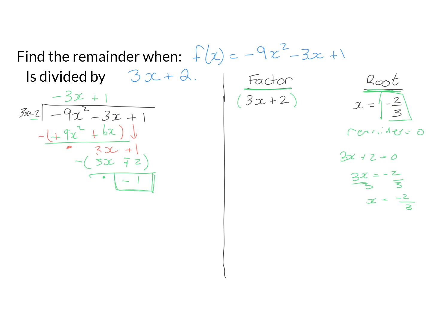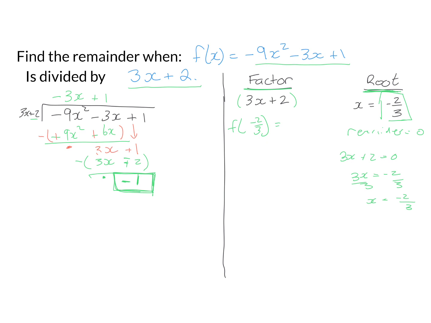Here you can see my remainder is not 0, which means that 3x plus 2 is not a factor of this trinomial, right? It's just an expression being divided by another expression. But the question asks me for the remainder. So there the remainder is negative 1. That's through long division. Another way to do it is to substitute the root into the expression.